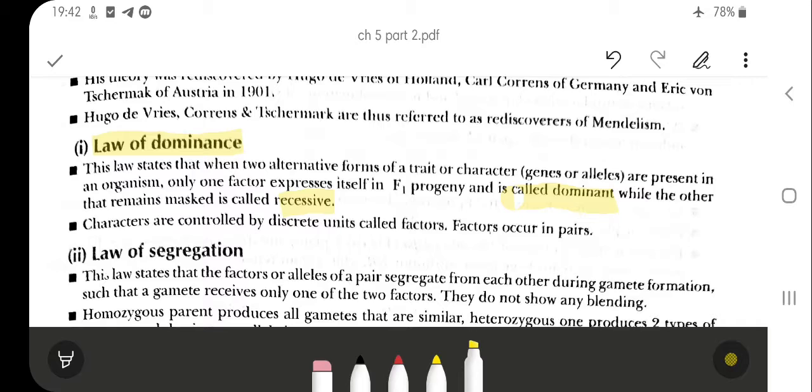So in the monohybrid cross, for example, tall is a dominant character which expresses itself in the F1 generation, whereas dwarf is recessive because it remains concealed in the F1 generation. The characters are controlled by discrete units, called factors, and they occur in pairs, that is capital T, small t and small t.